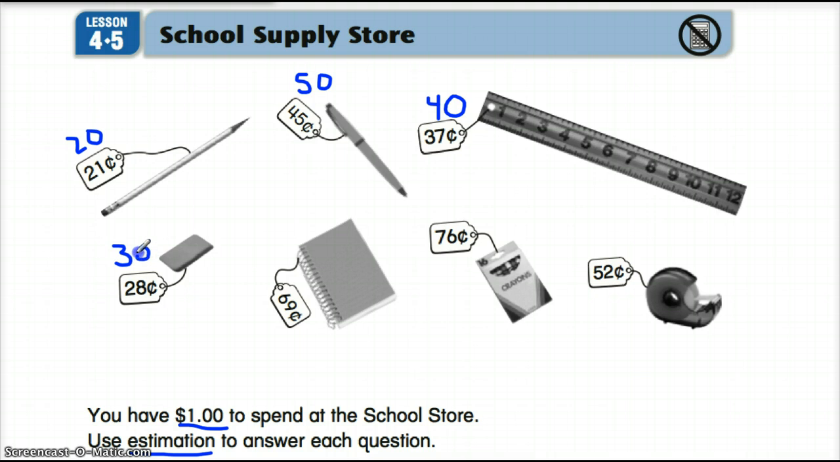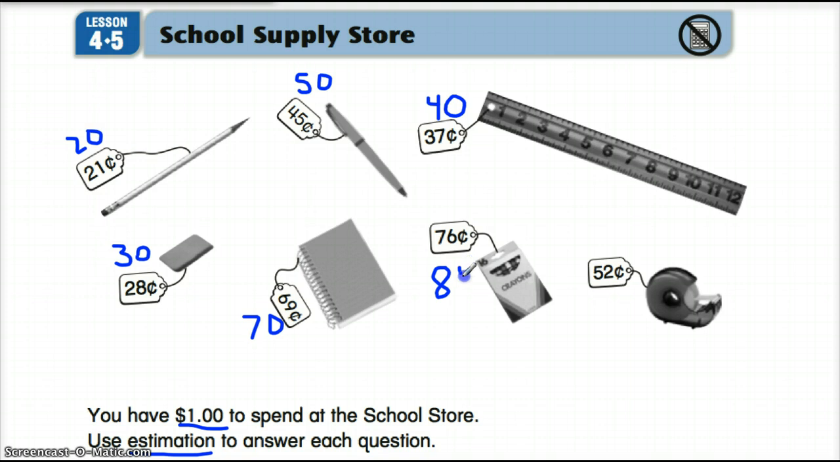Very good. Take a look at the notebook here in the middle. The notebook is 69 cents. That's somewhere in between 60 cents and 70 cents. But you know that 69 is very close to 70 cents. So we'll say that that estimation is about 70 cents for that notebook. Here's a pack of crayons, 76 cents for those crayons. That's somewhere in between 70 cents and 80 cents, but closer to the 80 cents.